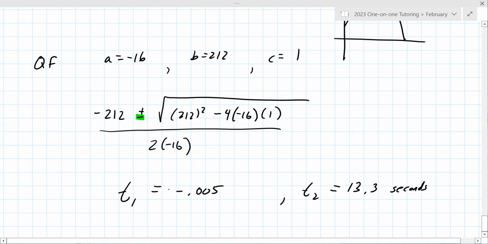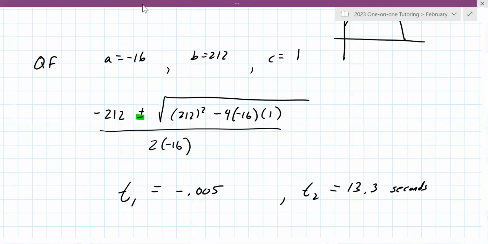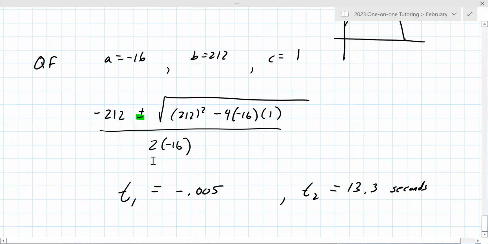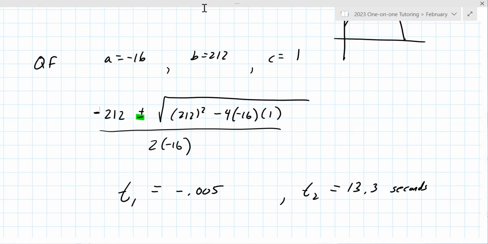Because I did, what was it? It's negative 212. Oh, no wonder I got that wrong. Okay, so it's negative 212. I got that completely wrong. Okay. Divided by negative 32, you get 13.2 seconds. 30.3. Yep.